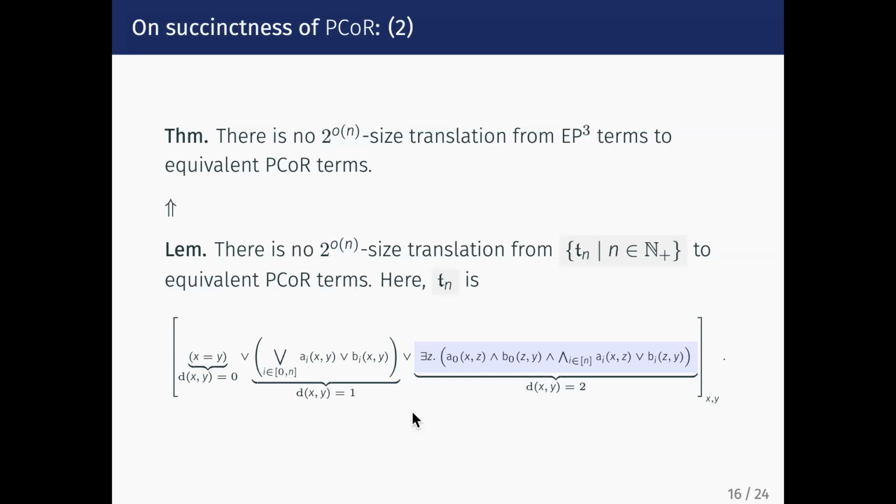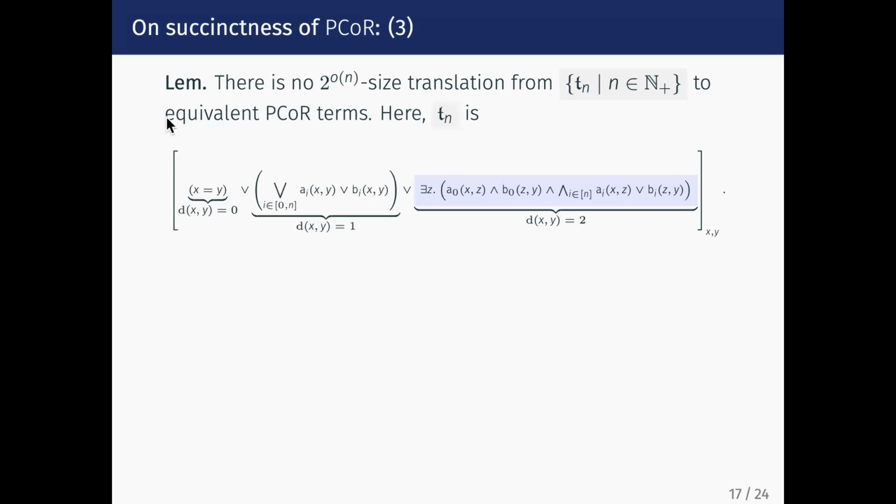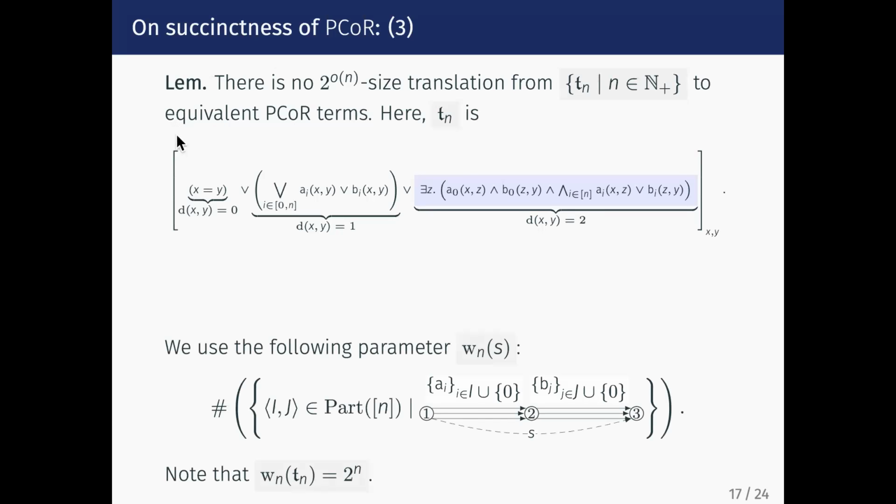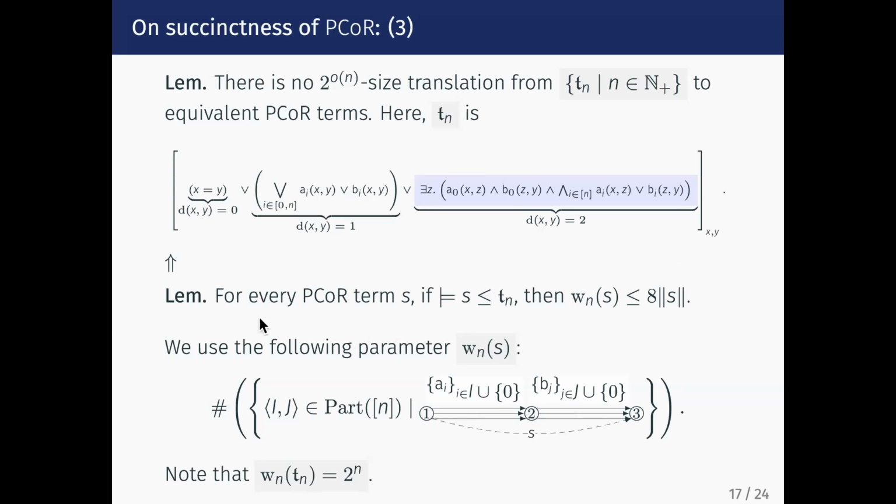Now to show this lemma, we introduce the following parameter Wn. Wn is the number of structures in this form such that there exists a path of S from node 1 to node 3. Here note that Wn of Tn is 2 to the n. This is thanks to this blue part. So we showed this lemma.